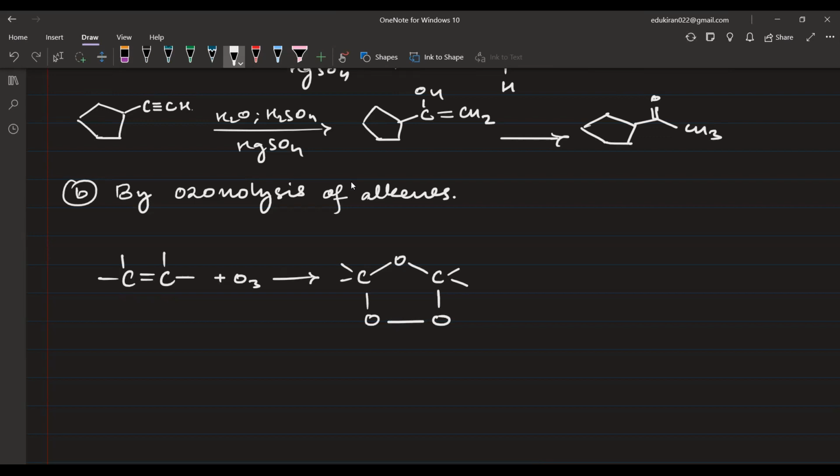Like this. Then in the presence of zinc and water, cleavage happens like this. Now this carbon atom, whatever bond was attached to that carbon atom is still there and it gets double bond O. Plus this carbon atom, whatever bond was attached to that carbon atom, it is still there and it gets double bond O. This structure is known as ozonide.